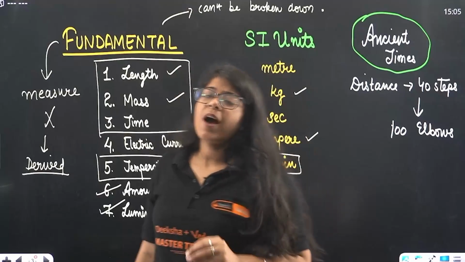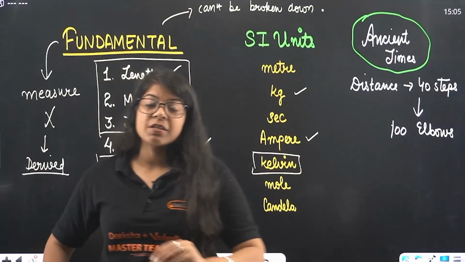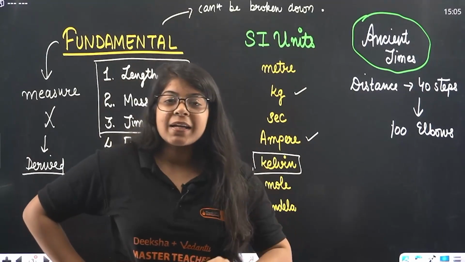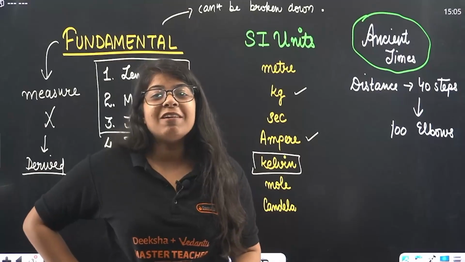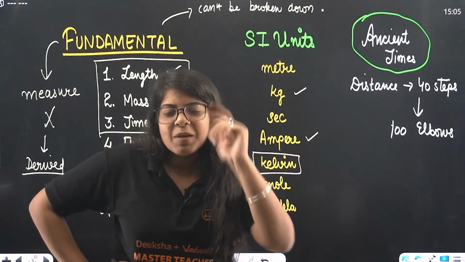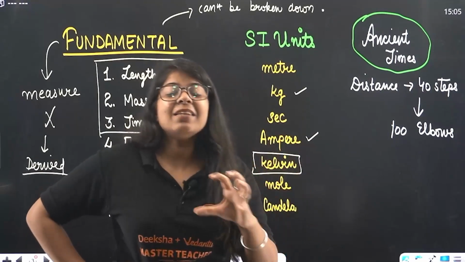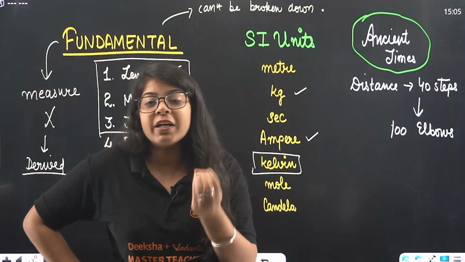Okay, ma'am, why are we studying this? I don't get it. Beta, you go to market, if your mother tells you to get 5 meter of tomatoes, that will be a problem, right? So everything should have a specific unit with them.